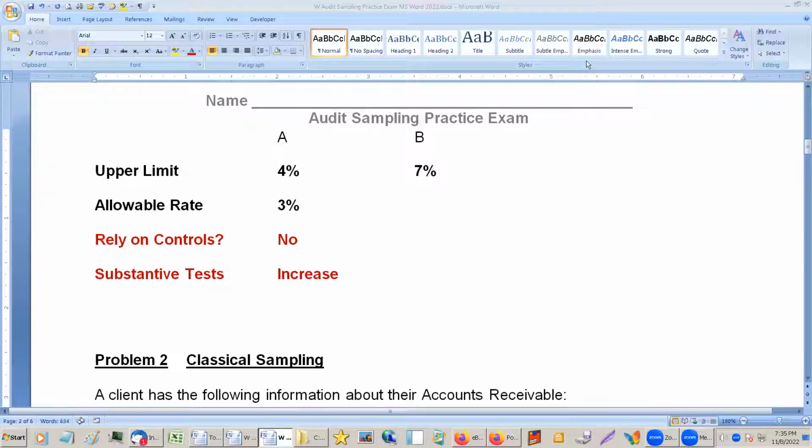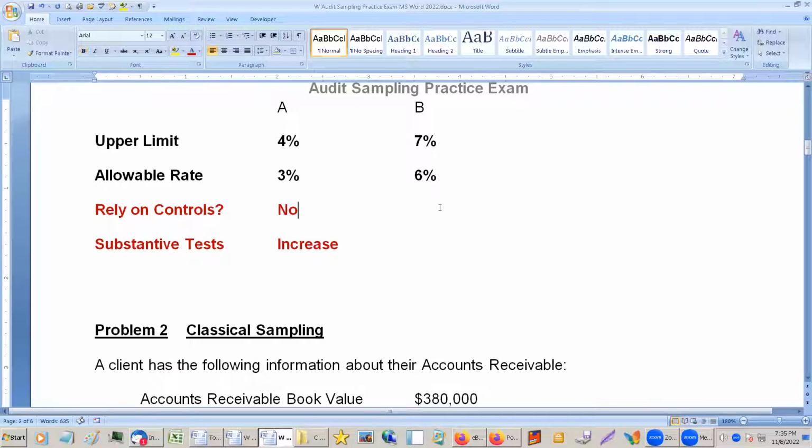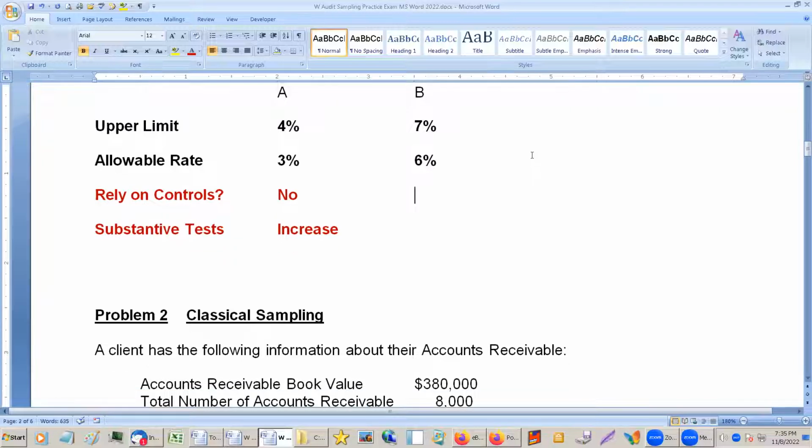Someone answer in the chat. Okay, 6. Someone said 6 in the chat, so we'll use that. Okay, can we rely on the test controls? You guys are all talking at once. I can't hear. Again, no, because the upper limit is higher than the allowable rate percentage, and you would need to increase your substantive test.